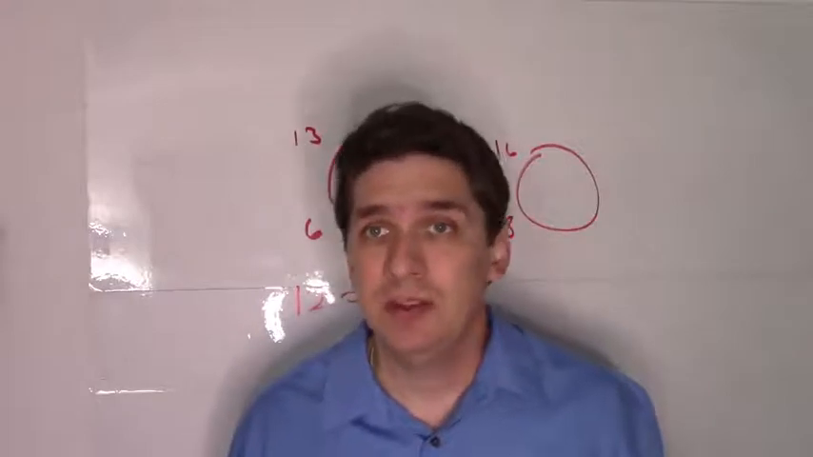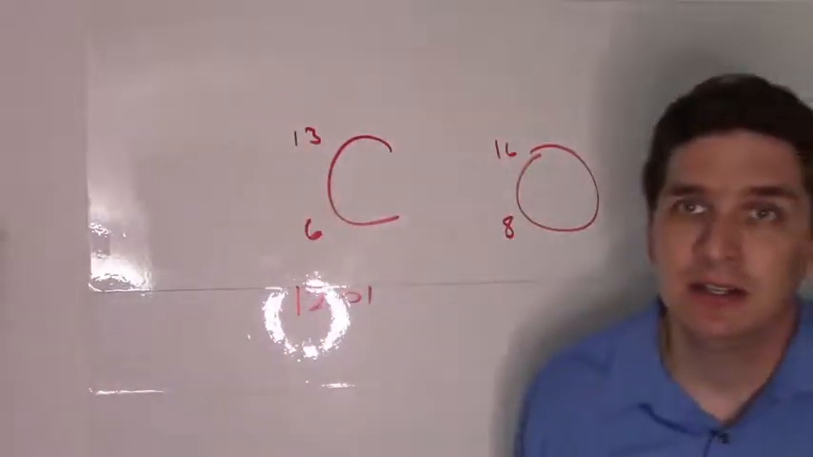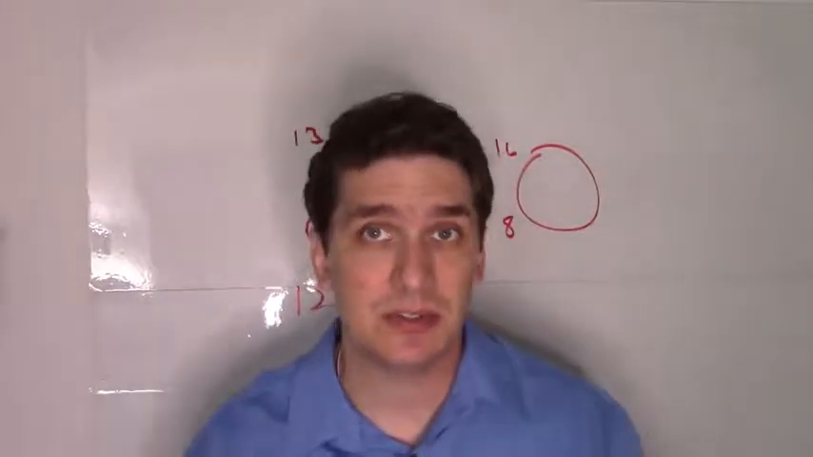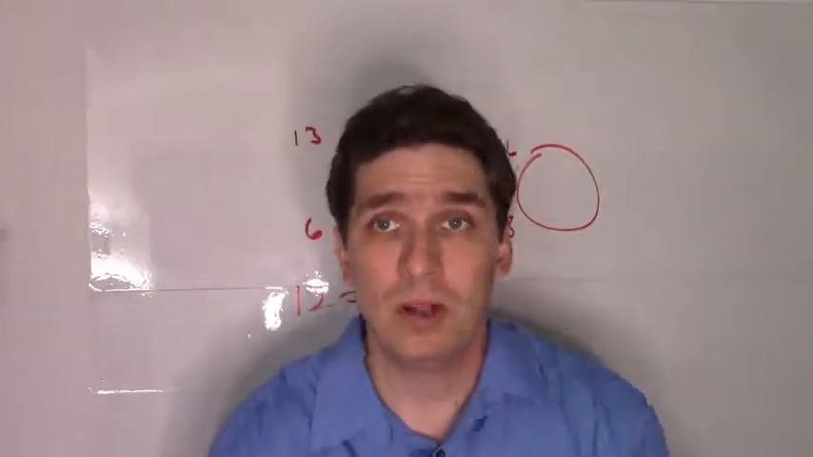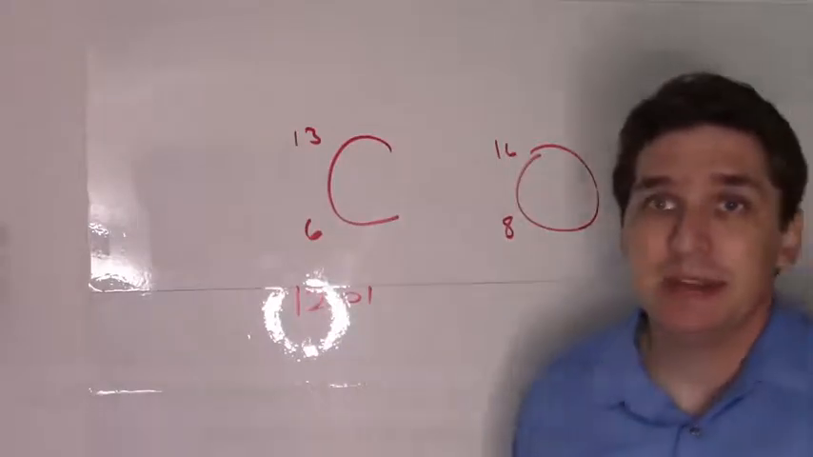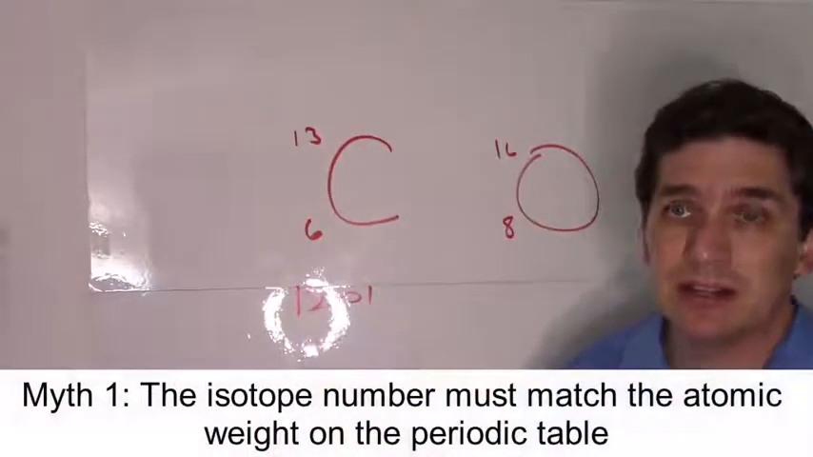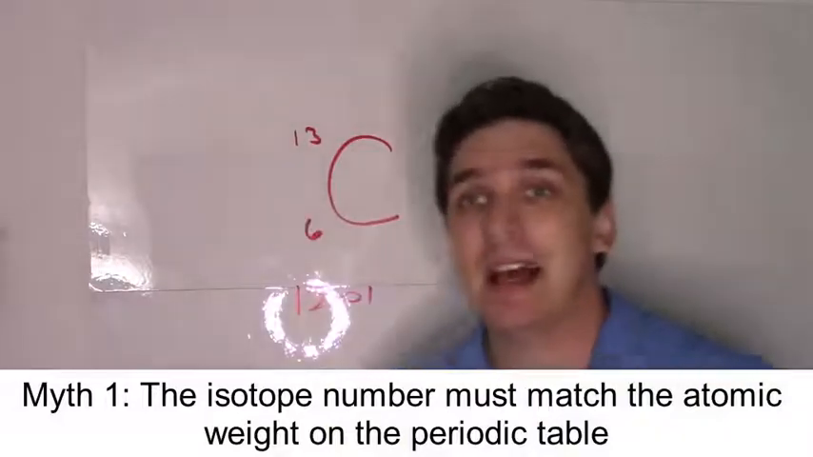So how do you know when this number is incorrect? Well, there are two approaches I've seen students take, so let's just disprove them one at a time. One, this number has to equal this number. That's not true. This is a weighted average. It makes no assumptions about which isotope you have. This refers to a specific isotope.